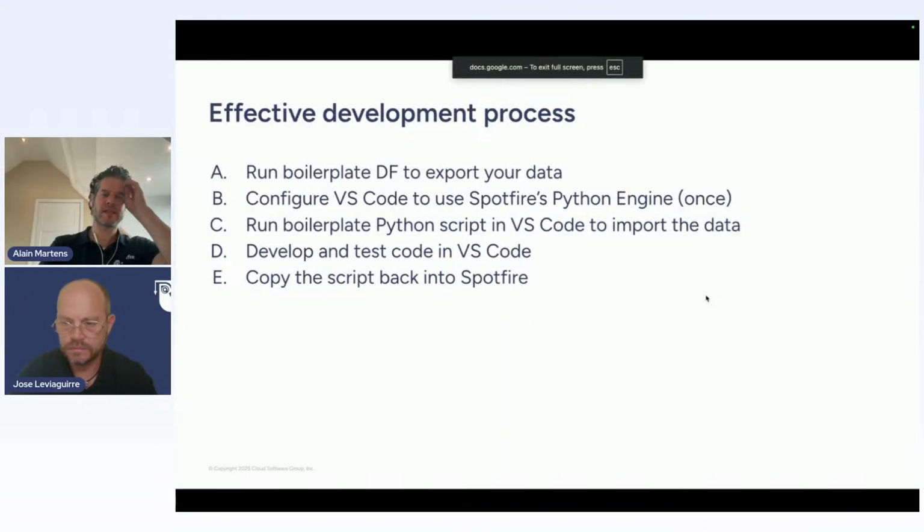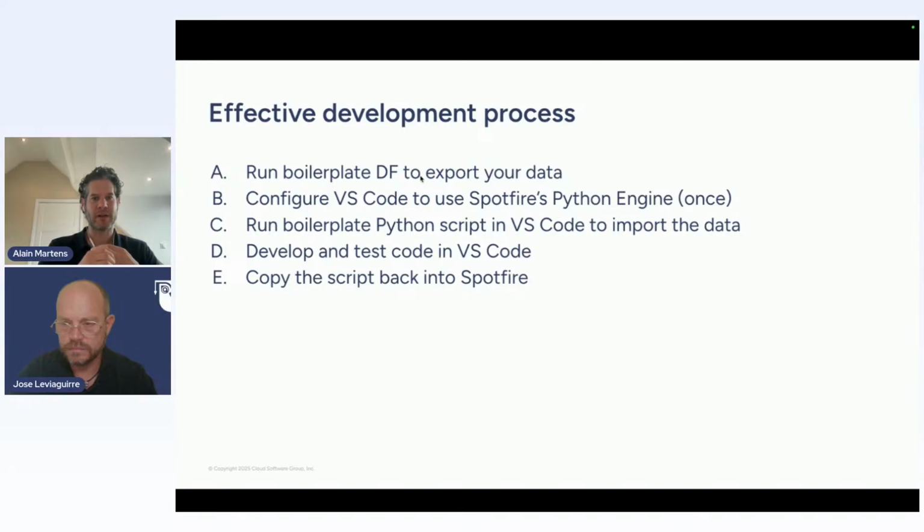Yeah. So what we've seen is we started by executing some boilerplate code inside of Spotfire to export our data to a pickle file. And it can be different things, right? It can be individual values, columns, or full tables. We've also seen how you can, inside of VS Code, configure Spotfire's Python engine. And then we've run the code inside of VS Code to import our data into our Spotfire sessions so that you can conveniently develop.